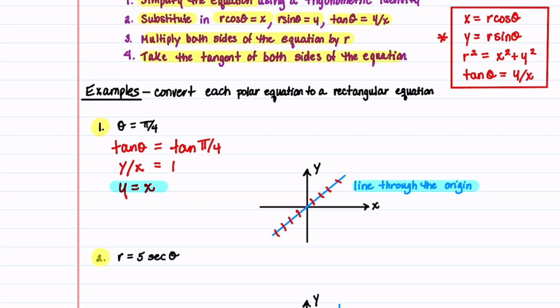Our second equation is r is equal to 5 secant theta. In our red box, we don't have an equation with secant in it, but we do have an equation with cosine in it. So we'll remind ourselves that secant theta is equal to 1 divided by cosine theta, and we can plug that in. This gives r is equal to 5 divided by cosine theta. Let's now multiply both sides by cosine, and we have r cosine theta is equal to 5.